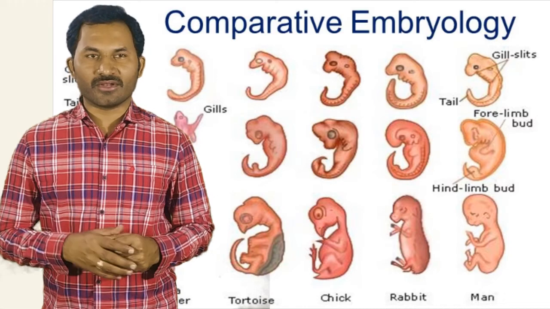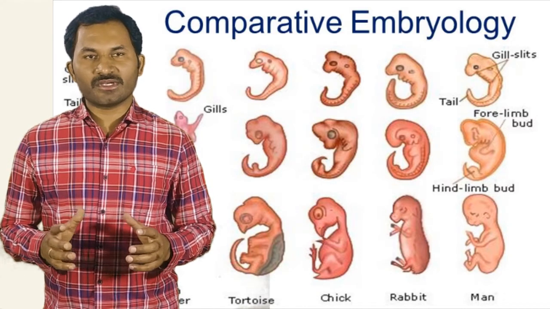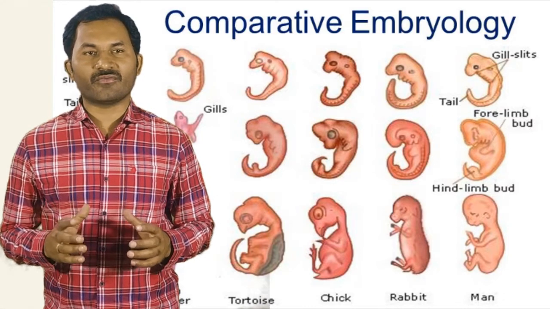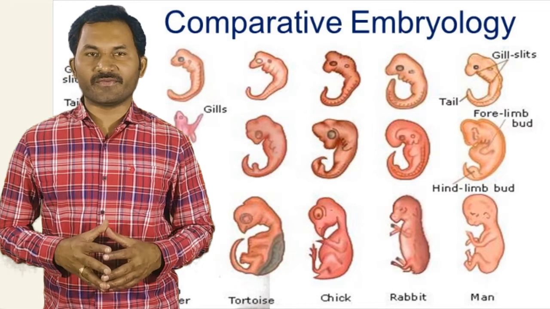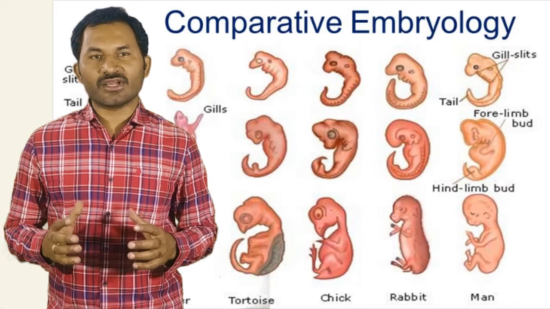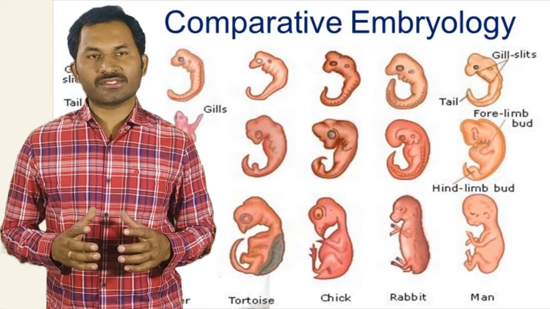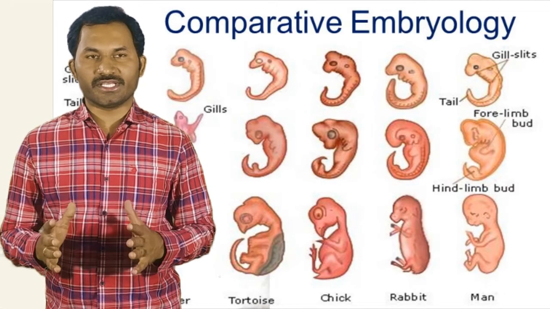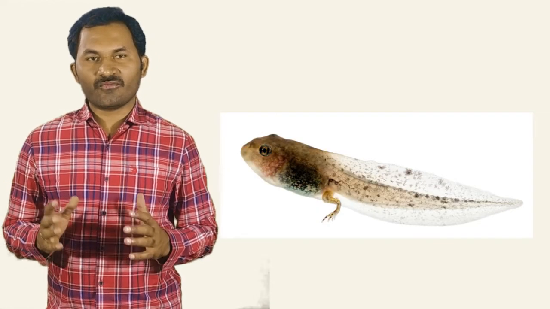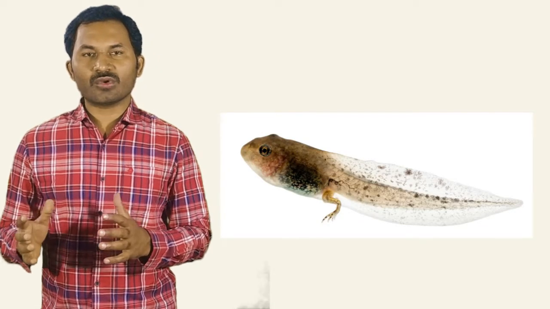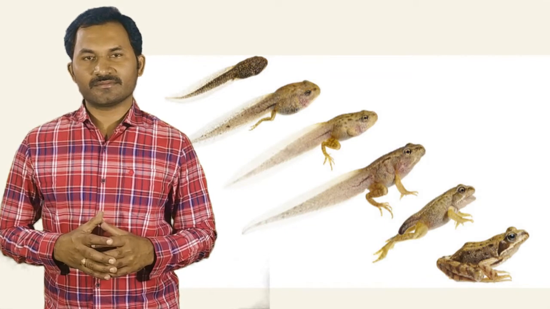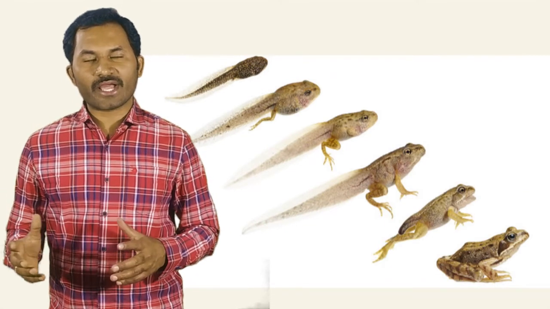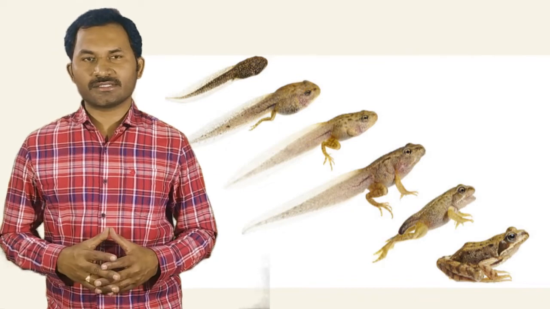Evidences from embryology. Let us observe different stages of development of vertebrate embryos. Try to find out similarities and differences. Embryology is the study of the development of an organism from egg to adult stage. The tadpole of a frog resembles the fish more than the frog. What does this indicate? Does it indicate that frogs have evolved from fish ancestors?